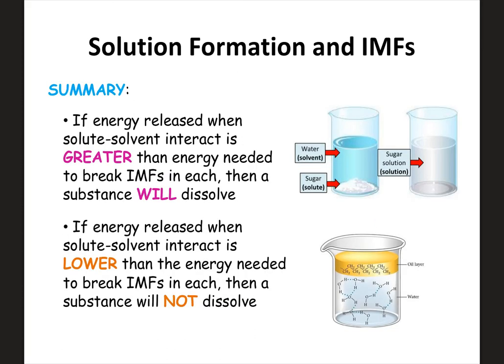I think this summary slide is important because it can help you really narrow down these ideas. If you're trying to figure out why a polar substance would dissolve in a polar solvent, basically, if the energy released when the solute and the solvent interact is greater than the energy needed to break the IMFs in each, the substance will dissolve. Basically, you get more energy back when the new substances interact, when you dissolve, than it took to separate initially. But if the energy released when the solute and the solvent interact is lower than the energy needed to break the IMFs in each, the substance will not dissolve. Basically, you're not getting as much energy back as it takes to put into the separation, so it will not dissolve. So oil will not dissolve in water because you don't get as much energy back when the oil and the water molecules interact with each other.